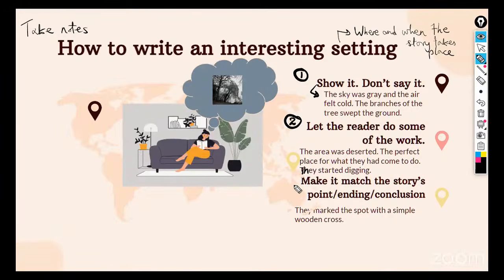And then it says, make it match the story's point or ending or conclusion. So whatever setting you choose, it must directly relate. They mark the spot with a simple wooden cross. Now where do you think they are?